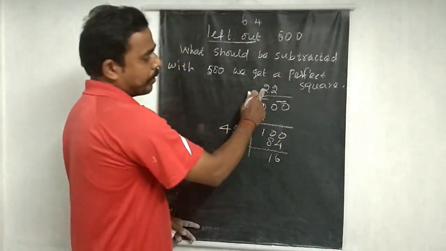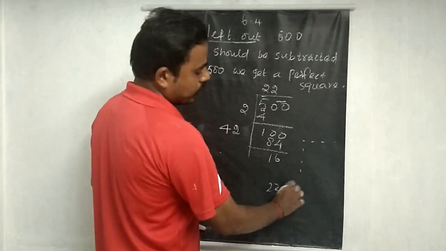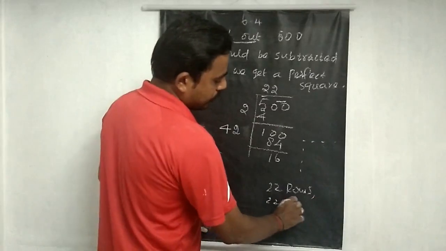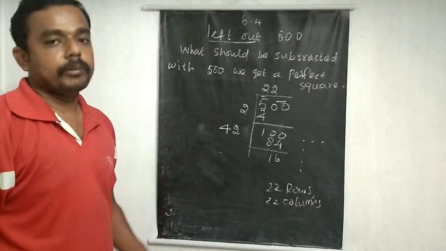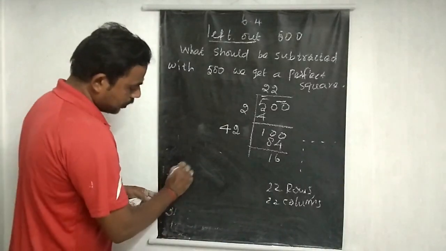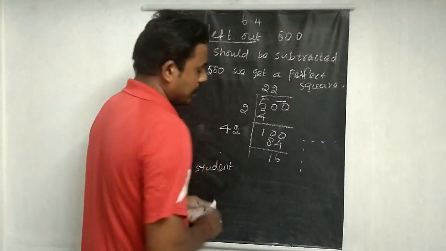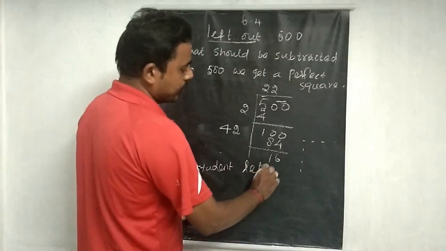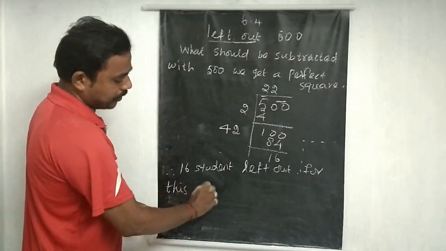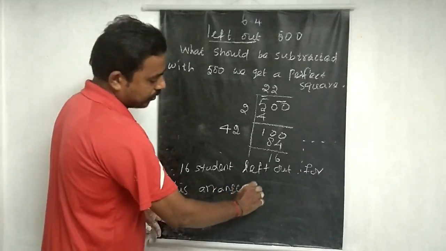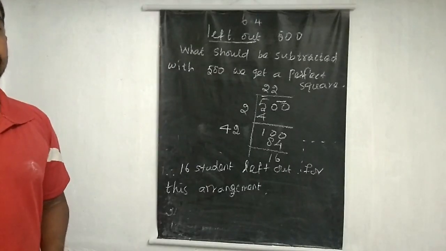So number of rows equal to number of columns means 22 students in a row, 22 students in a column. So 22 rows, 22 columns. This is the arrangement. What should be left out for this arrangement? 16 should be left out. Therefore, 16 students are left out for this arrangement. So what should be subtracted means the answer. Thank you.